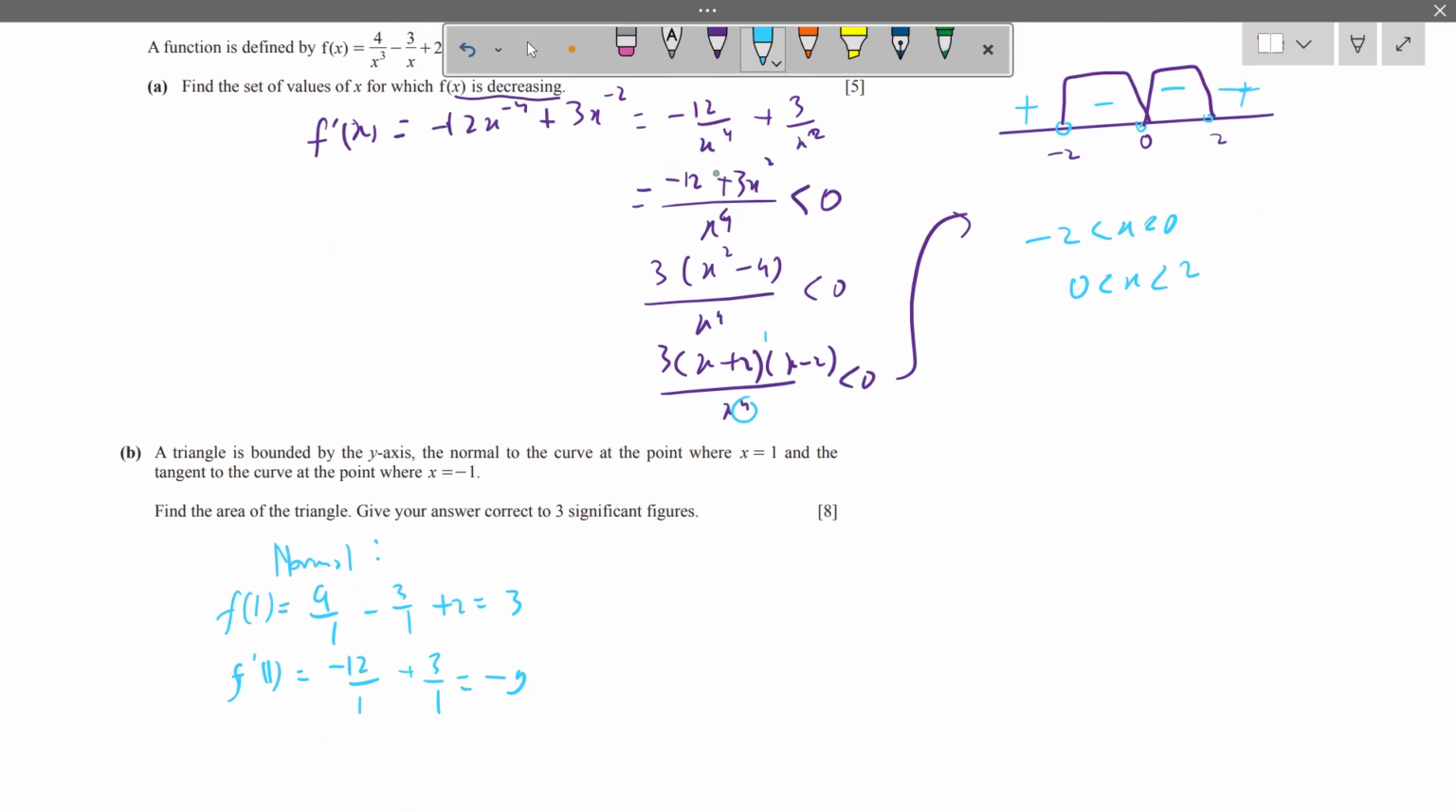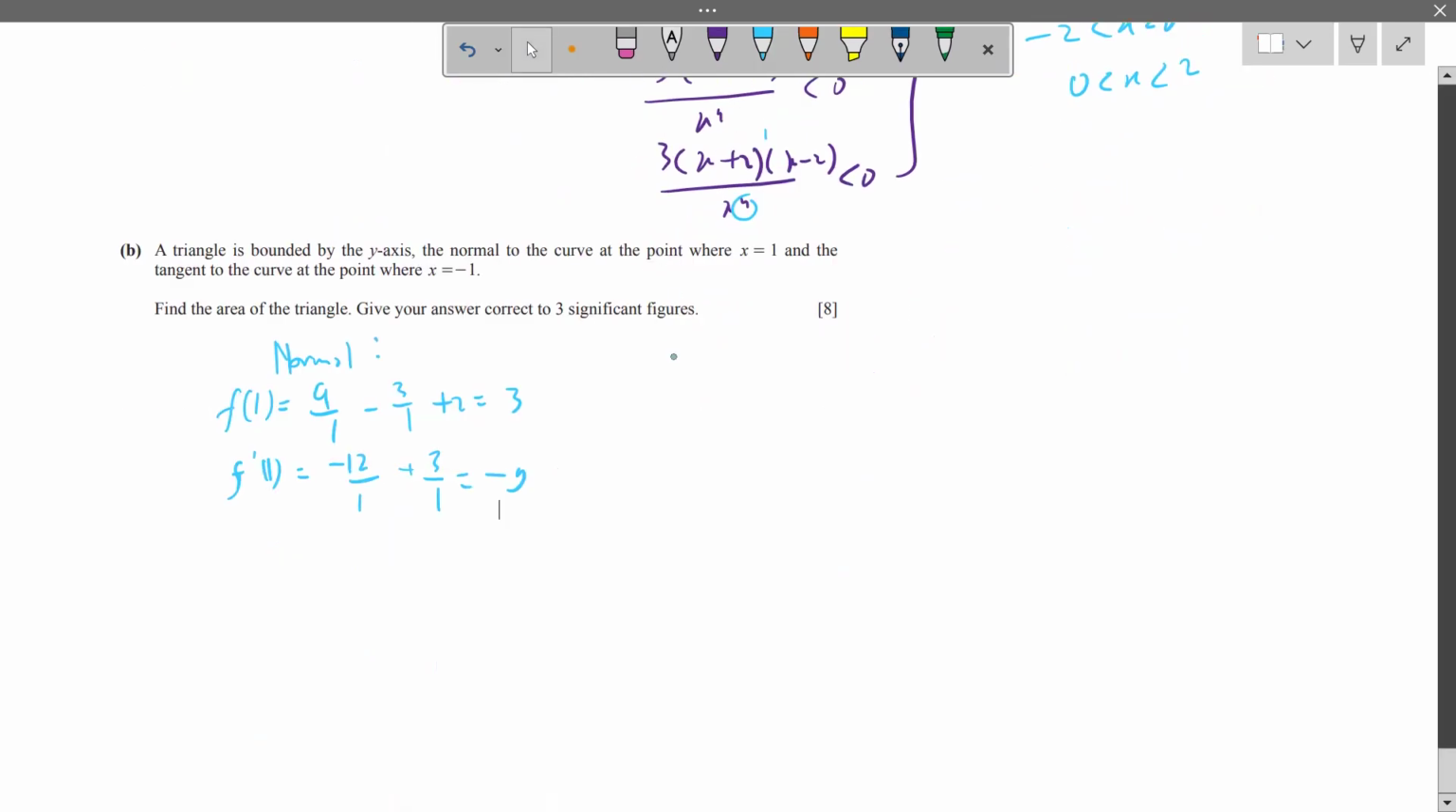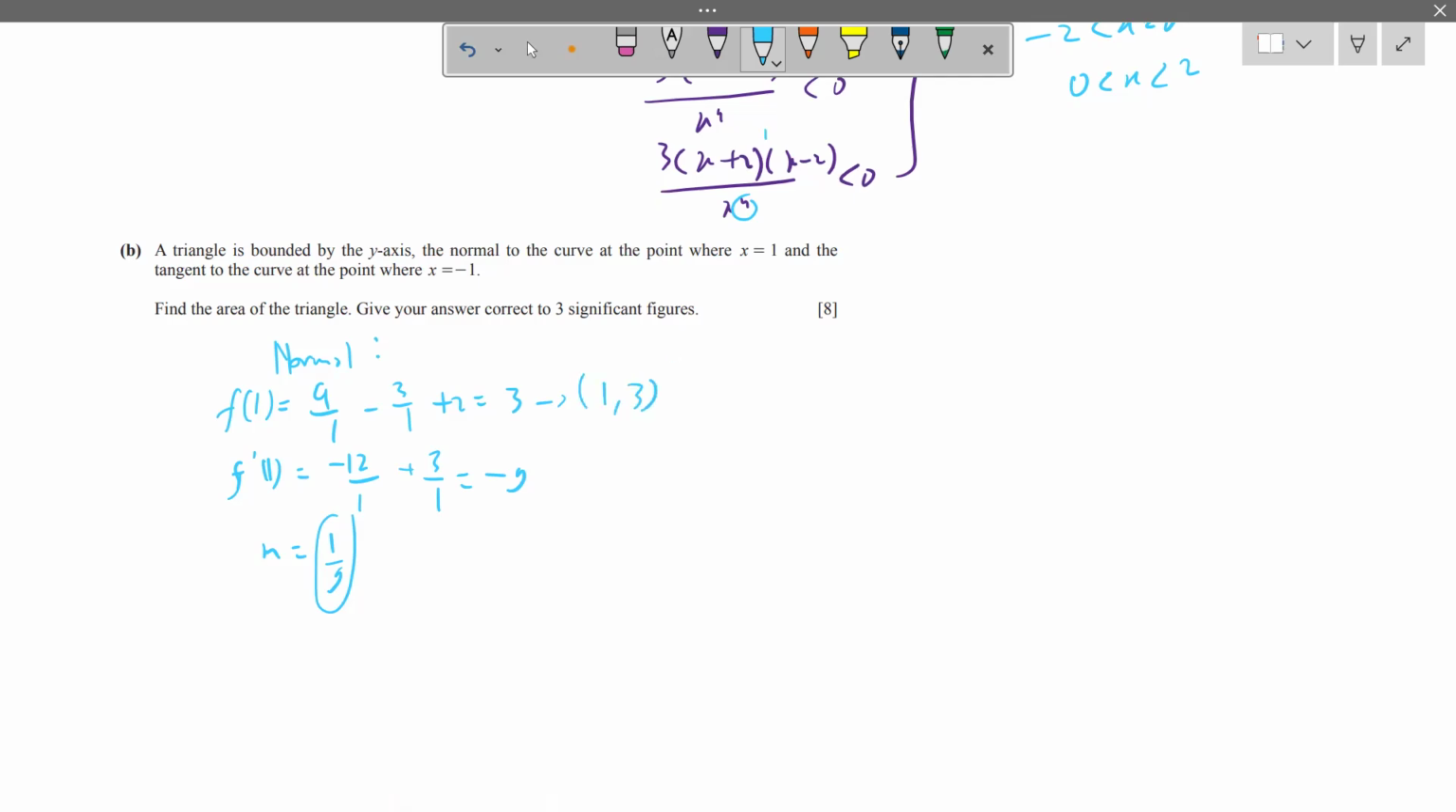Now, if you want to find the normal, the gradient of the normal line is the negative reciprocal of the derivative at that point. So the gradient here is going to be 1 over 9. This is the gradient, and the line passes through the point 1, 3. So the equation of the normal line at x equals 1 is y minus 3 equals 1/9 times x minus 1. So y is equal to 1 over 9 x plus 26 over 9.